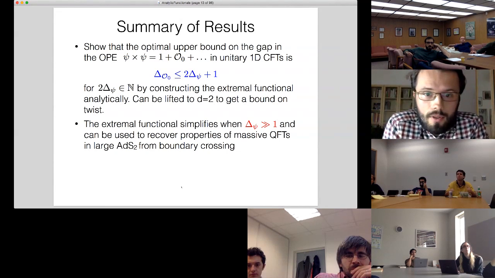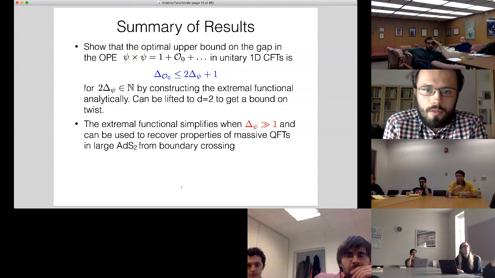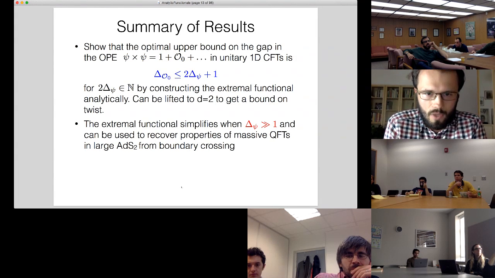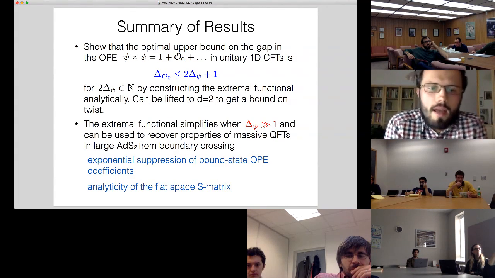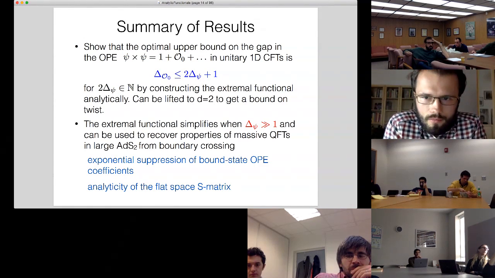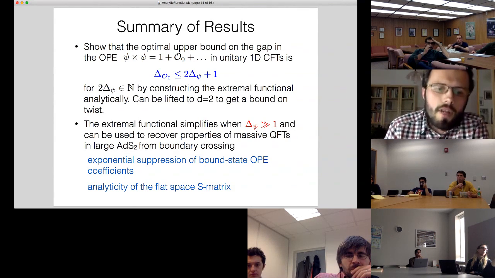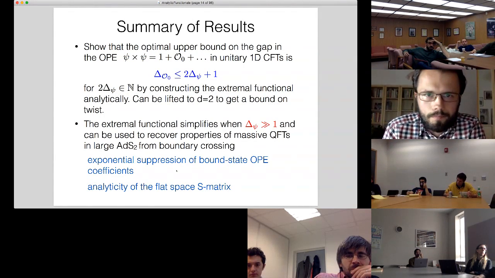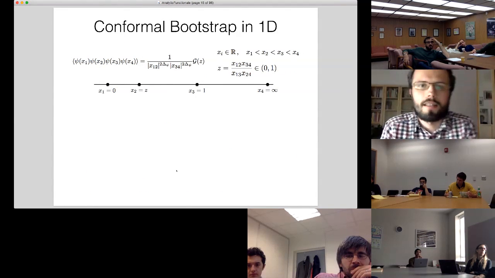And in the second half of the talk, I will show that these extremal functionals, which in the view of many people are just some obnoxious numerical tools, actually acquire a very interesting physical meaning when the scaling dimension of the external operator is large. In this case, these extremal functionals simplify, and they can be used to recover the properties of massive quantum field theories placed in large AdS2 from boundary crossing. In particular, the properties of QFT in large AdS2 that I'll be able to recover from these functionals are the exponential suppression of OPE coefficients coming from bound states, as well as the analysis of the flat space S-matrix. Okay, so let's get down to business.